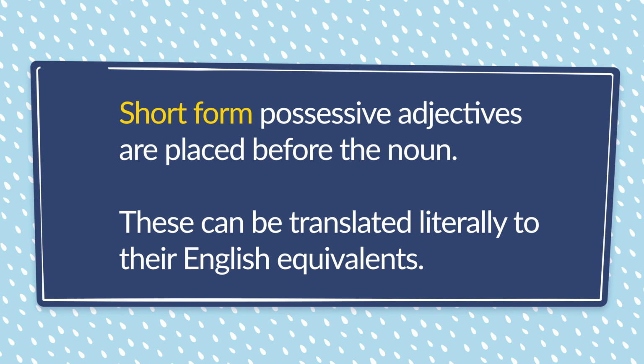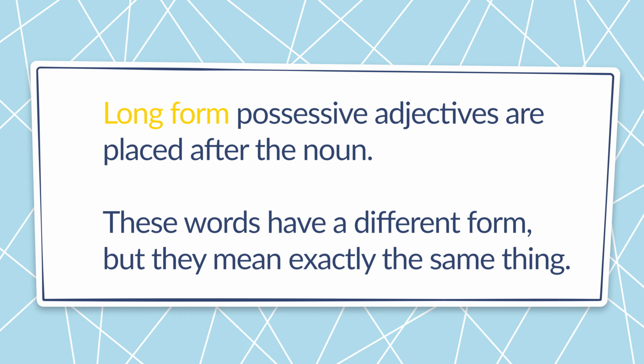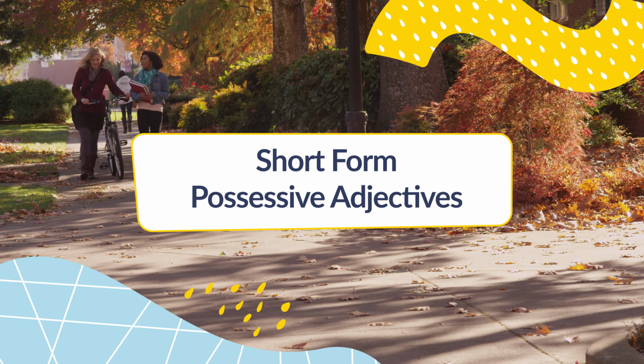Short form possessive adjectives are placed before the noun. These can be translated literally to their English equivalents, while long-form possessive adjectives are placed after the noun. These words have a different form, but they mean exactly the same thing. Let's dig a little deeper into what these two forms are, how they compare, and when we would choose one over the other. First off, short form possessive adjectives.